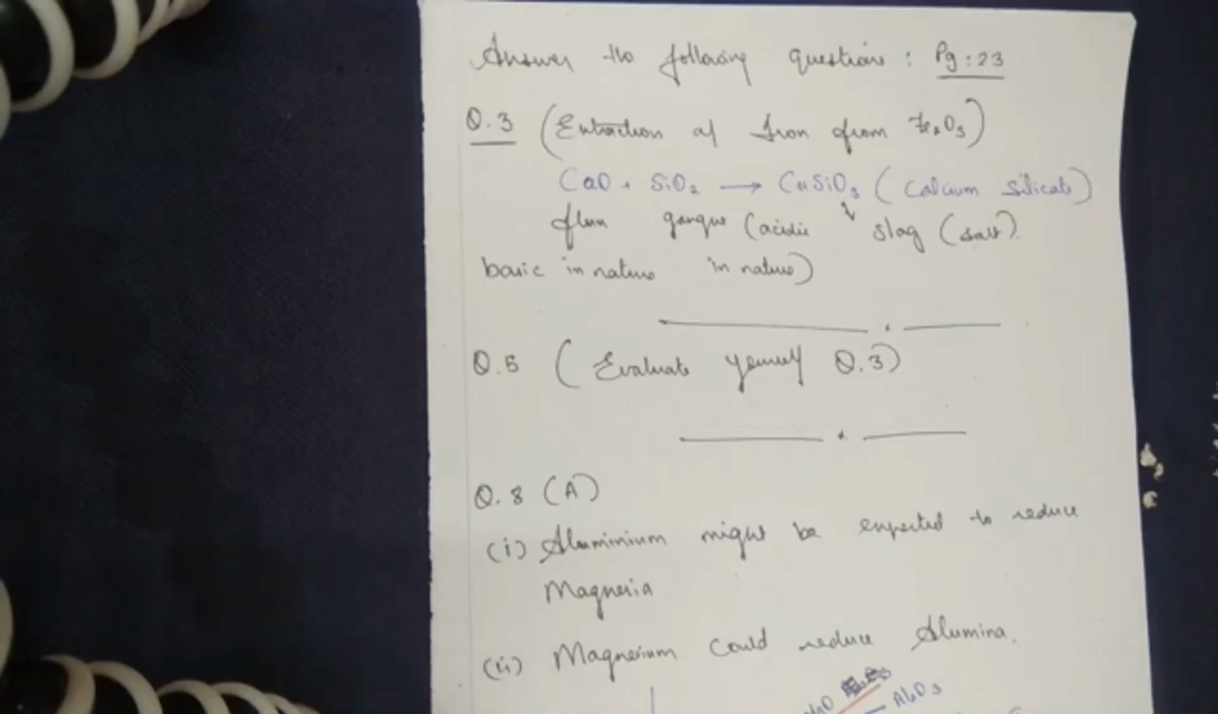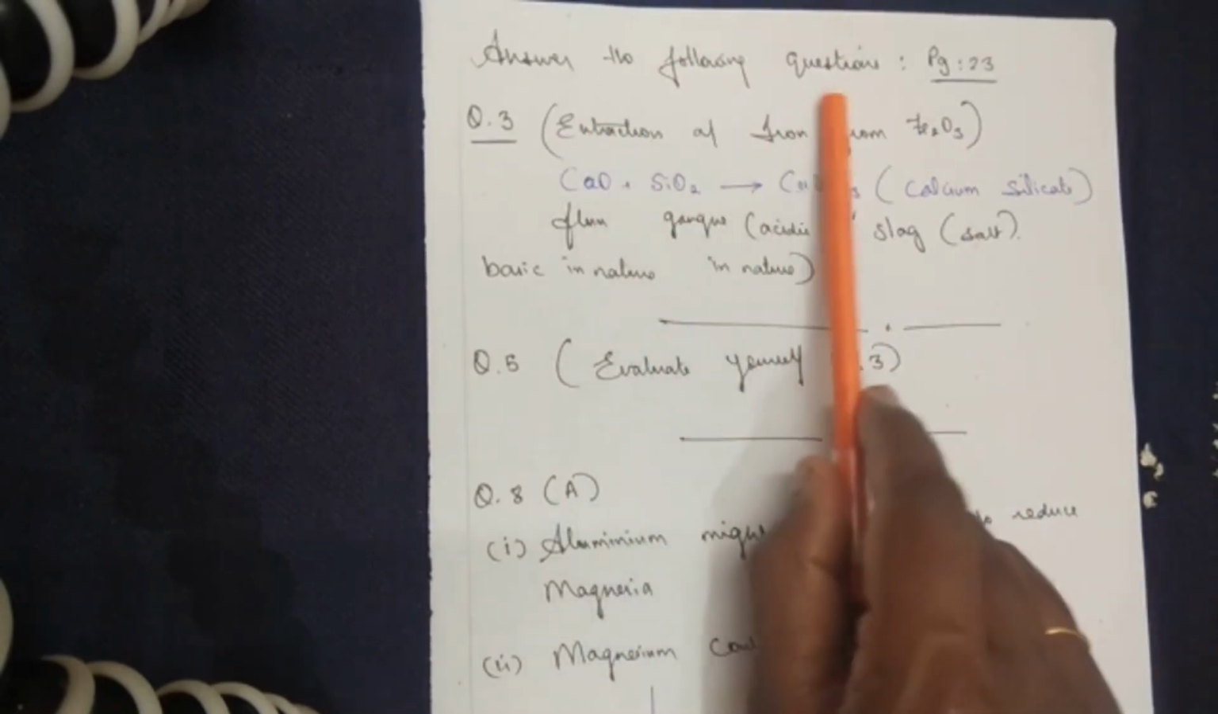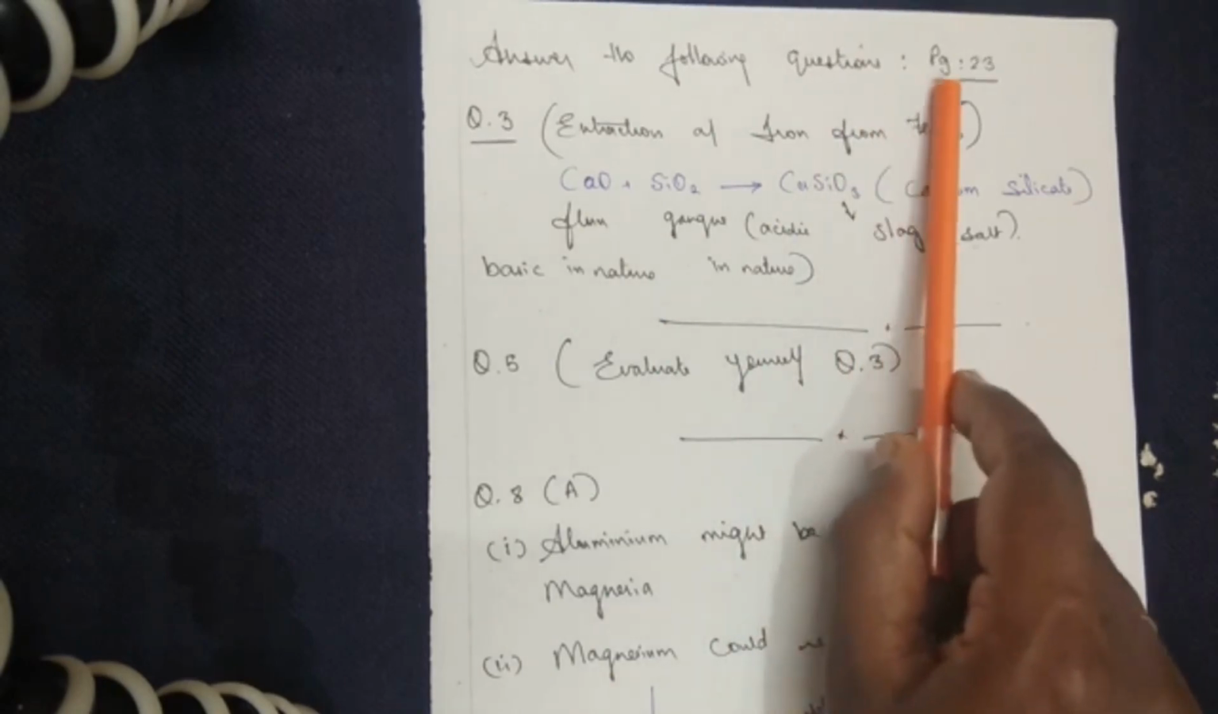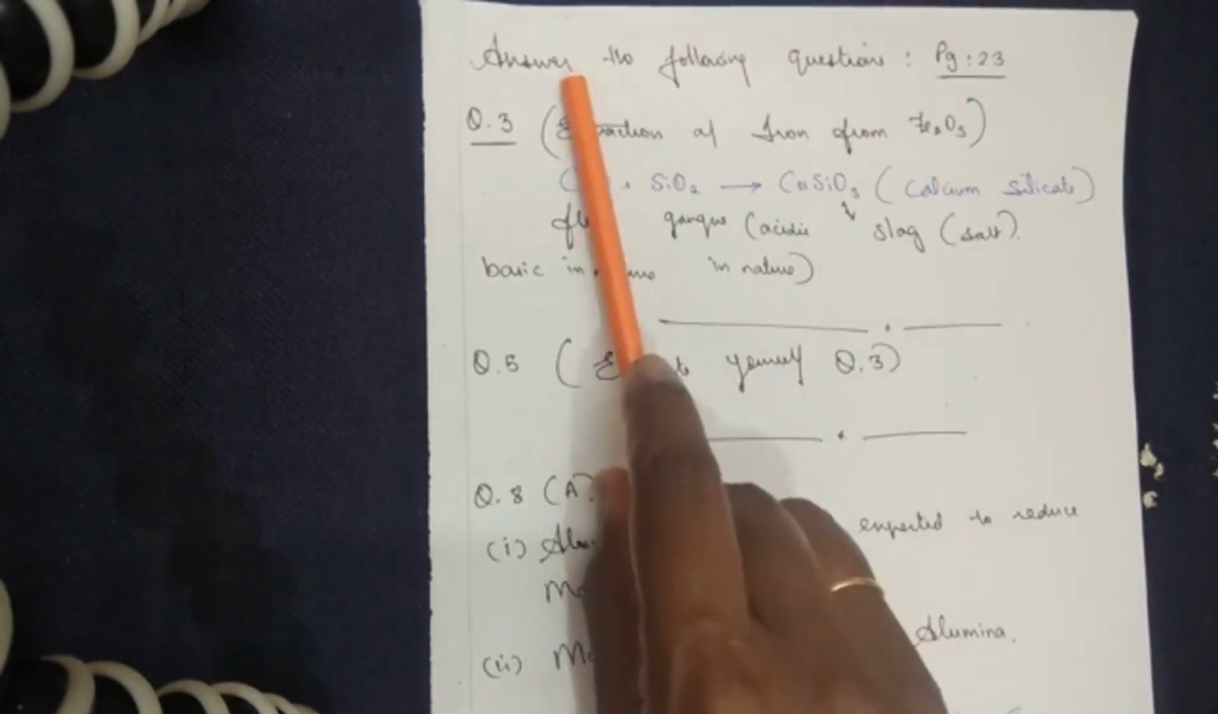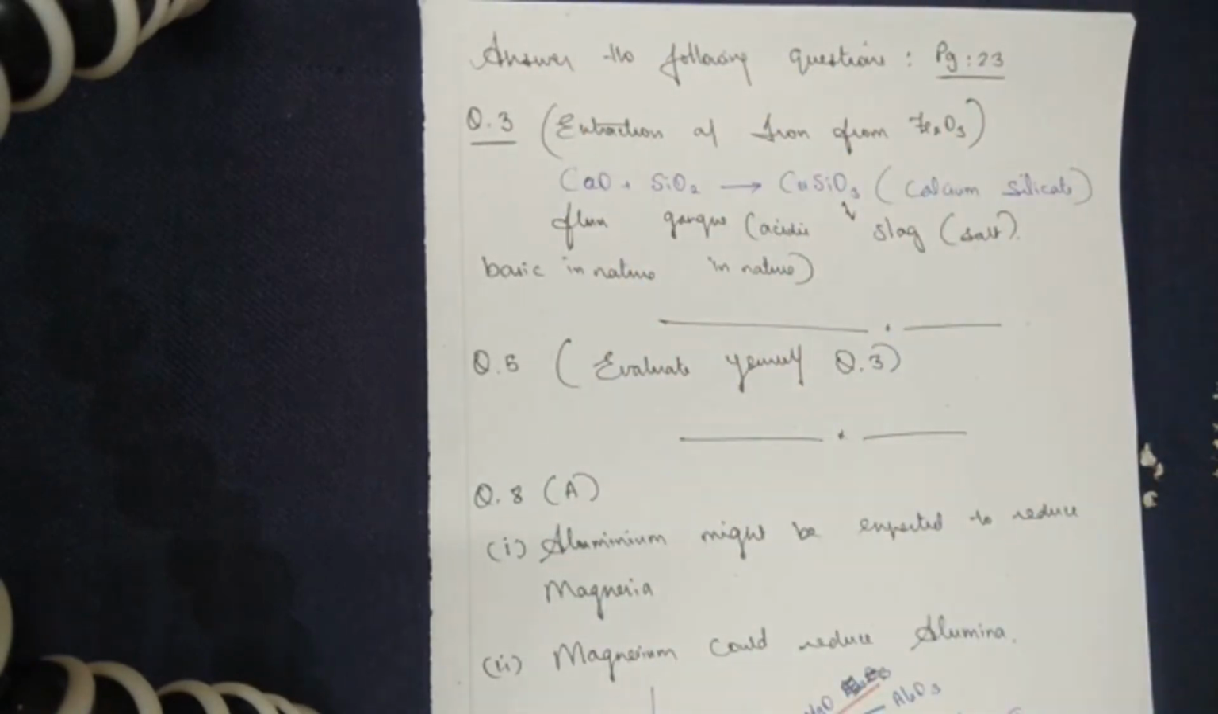Good wishes, dear students. I have done in detail every concept that is given in the Metallurgy chapter. I also have taught you how to answer those evaluate yourself questions most precisely. Now we are moving on to the last part of the chapter, that is answering those questions that are given on page number 23 under the topic answer the following questions.